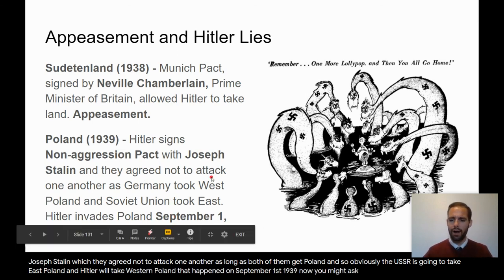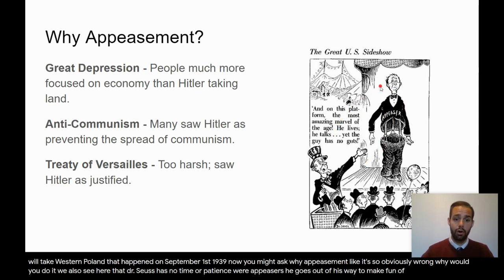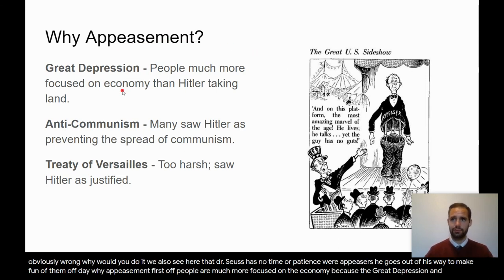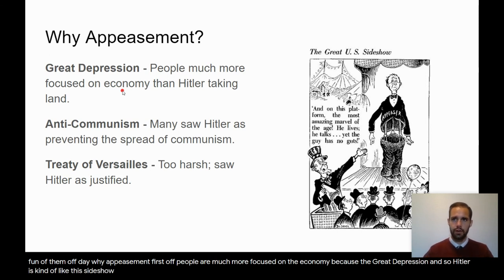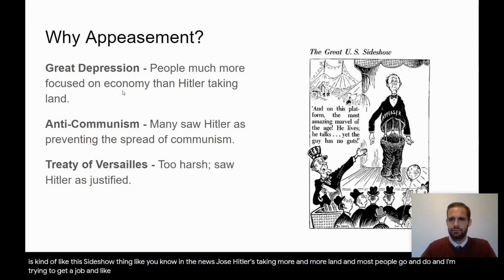Now you might ask, why appeasement? Like, it's so obviously wrong. Why would you do it? We also see here that Dr. Seuss has no time or patience for appeasers. He goes out of his way to make fun of them often. Why appeasement? First off, people are much more focused on the economy because of the Great Depression. And so Hitler is kind of like this sideshow thing. Like, in the news, they'll say Hitler's taking more and more land, and most people go, dude, I'm trying to get a job and trying not to starve. So, yeah, that's not really that important to me.